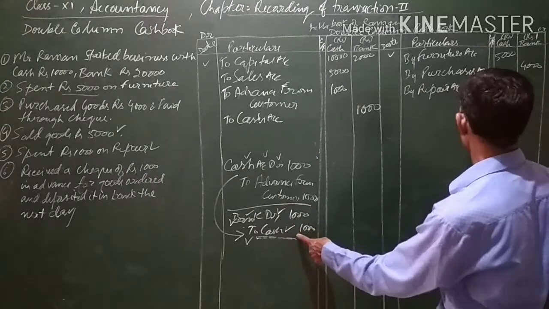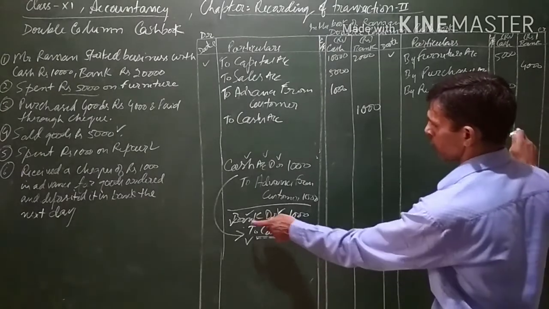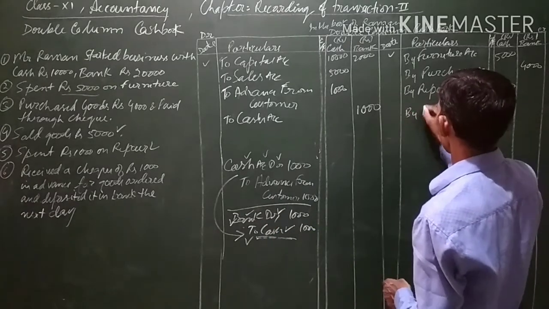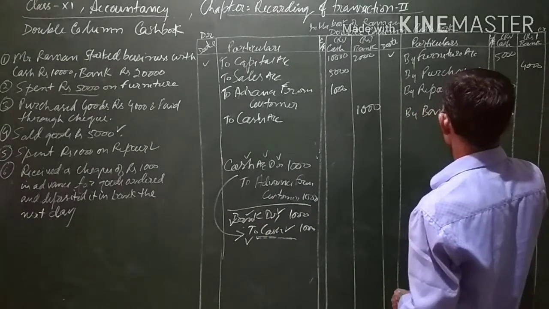And why is this cash column being credited? On account of bank. Means some amount is going to the bank. So we will be writing here "By bank account".